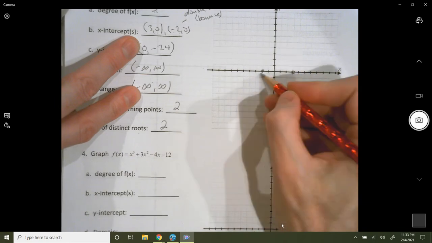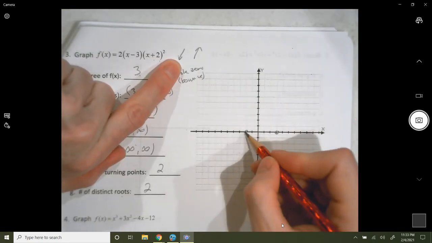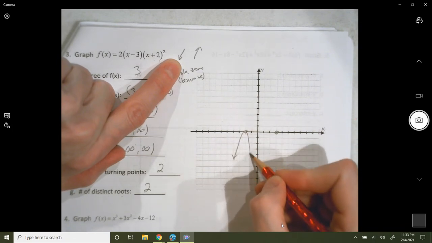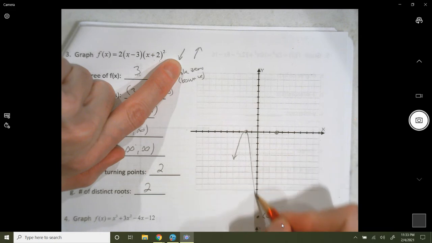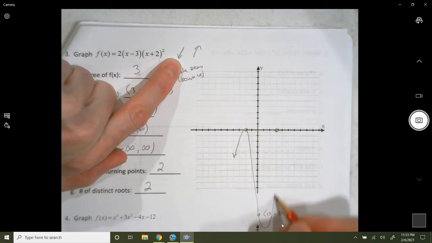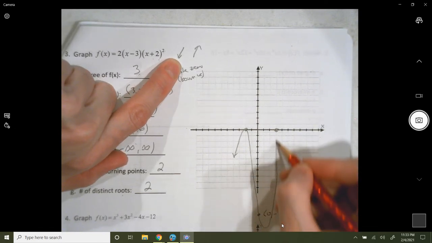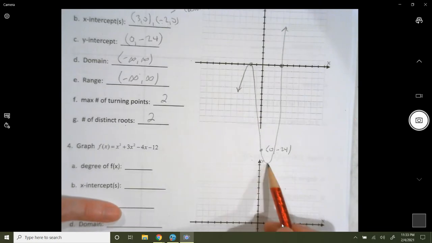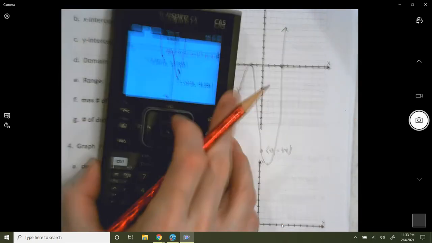We know our end behavior on the left, if we look up here, is down. So after we bounce off this axis, we're going to go down. And we're going to go this way. We're going to go down all the way to this 0, negative 24. I'm going to guess that's not our minimum, and we're going to go even further down and come back up. But that part we're not going to know until we graph it. Okay. So I believe all we have to do is find this point right here with the calculator.